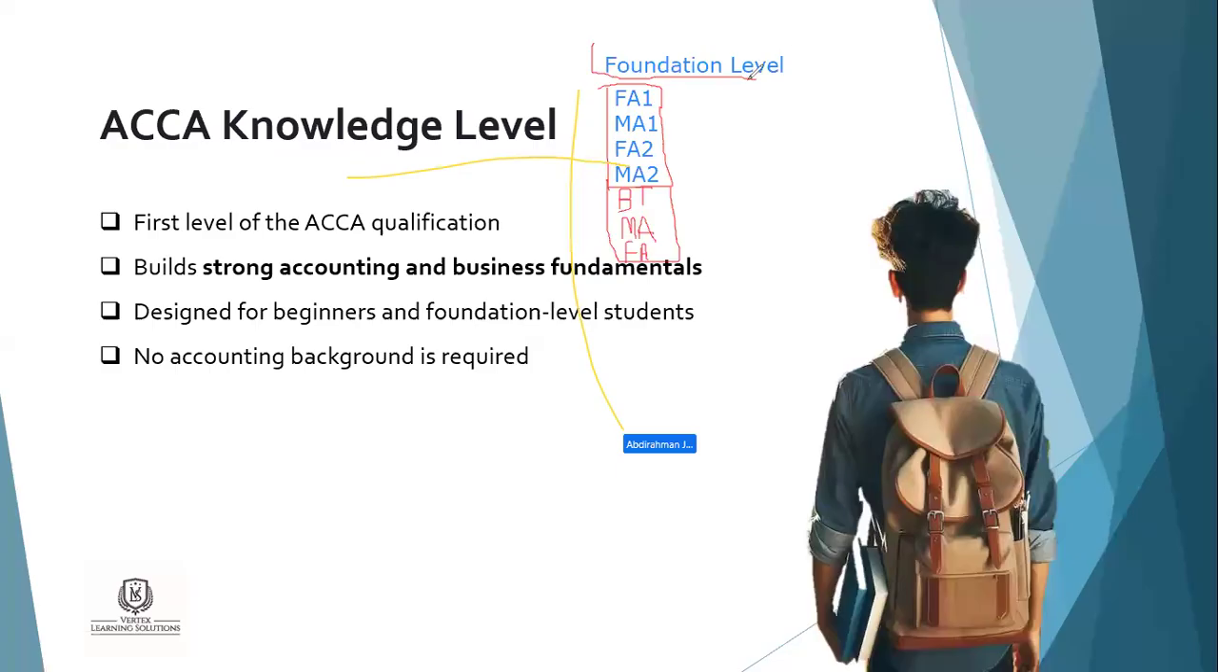So foundation level. If you have done your matric or intermediate only, or O levels, you need to do these 7 papers. Then you can start with the ACCA qualification. These papers are FPT, FMA, and FFA in foundation.